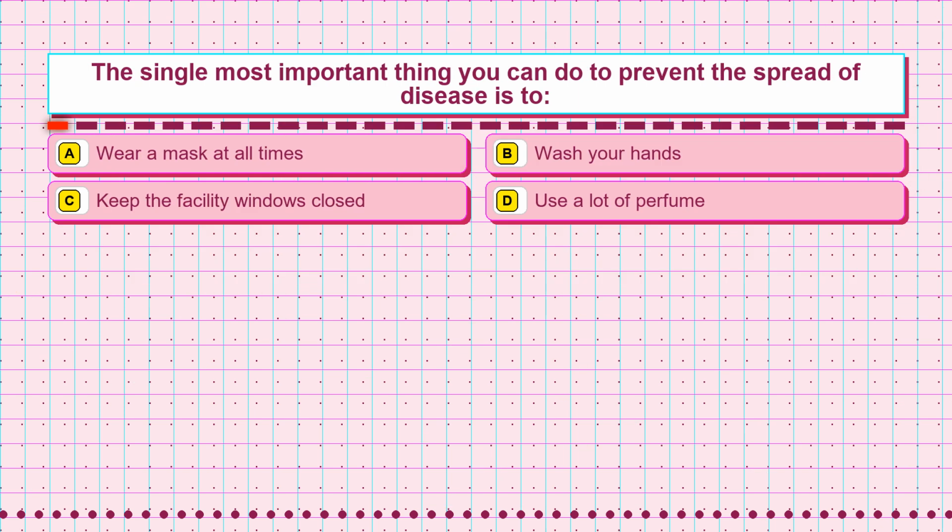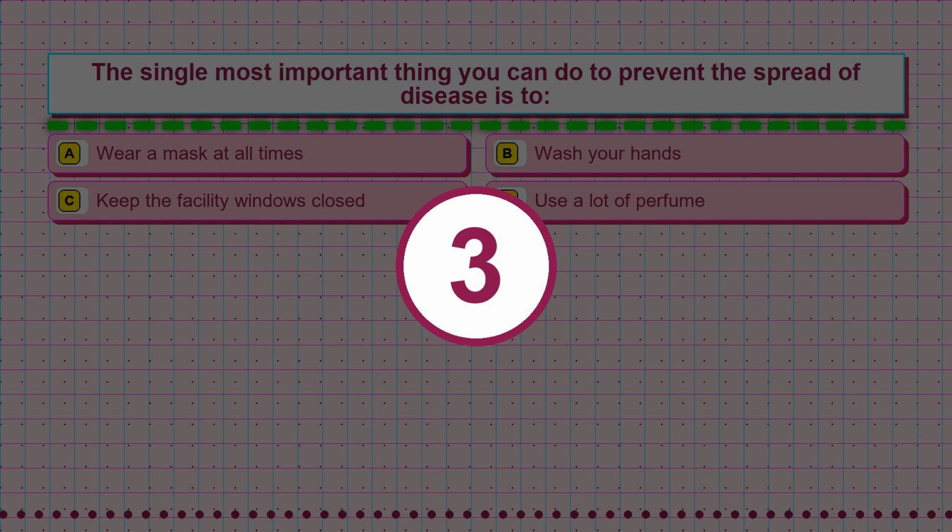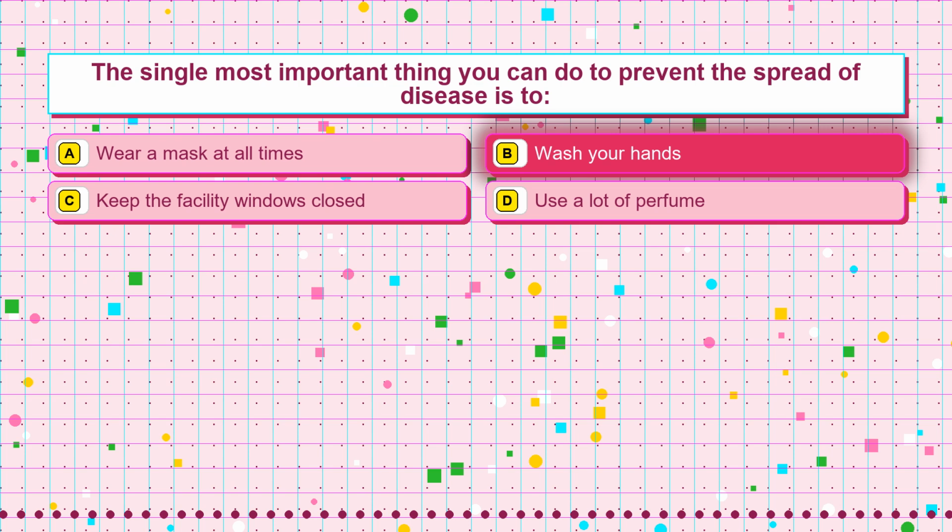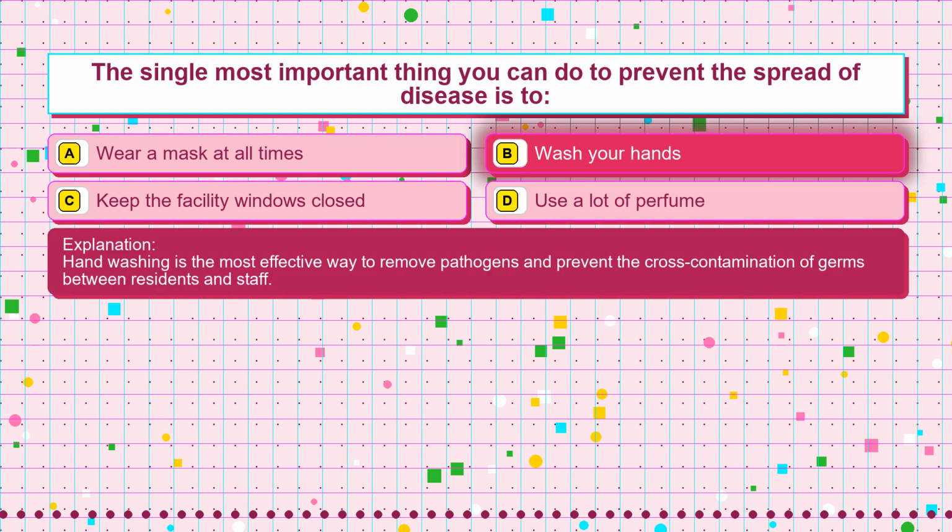Question 51. The single most important thing you can do to prevent the spread of disease is to: Option A, wear a mask at all times. Option B, wash your hands. Option C, keep the facility windows closed. Option D, use a lot of perfume. The correct answer is option B, wash your hands. Hand washing is the most effective way to remove pathogens and prevent the cross-contamination of germs between residents and staff.